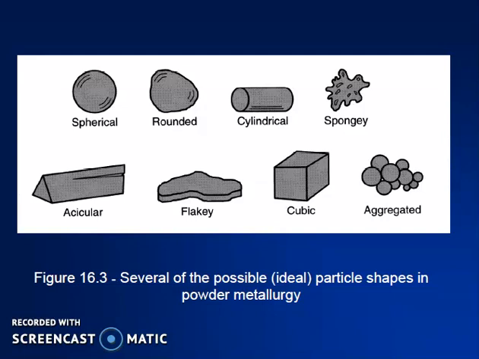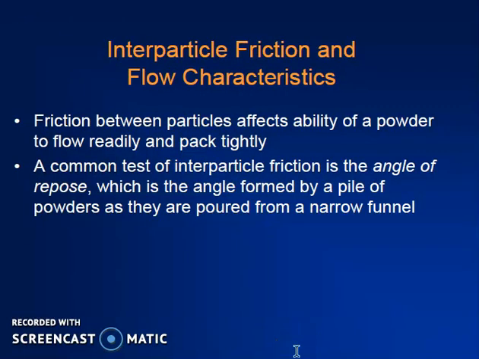Then several ideal particle shapes are possible in powder metallurgy. These shapes are round, spherical, cylindrical, spongy, acicular, flaky, cubic, or aggregated shapes. Some shapes are smaller in size, but they form aggregates. Aggregates means they come in contact with each other. So these are the several possible powder shapes.